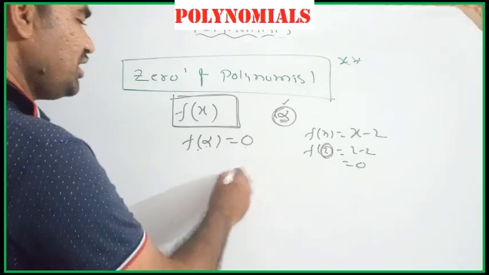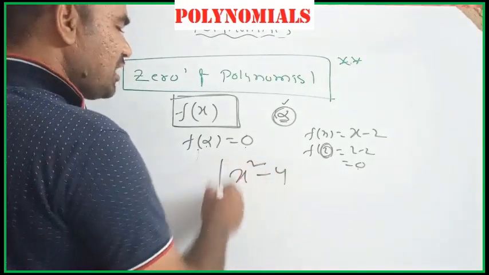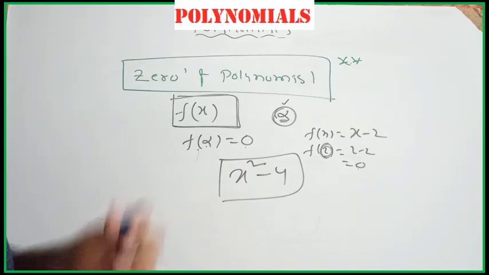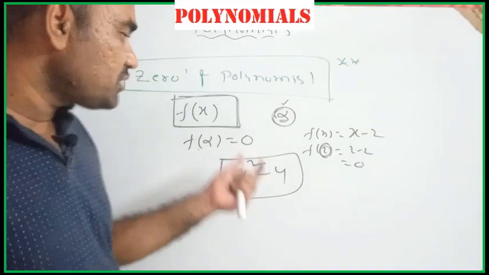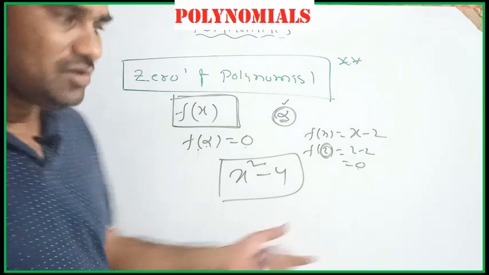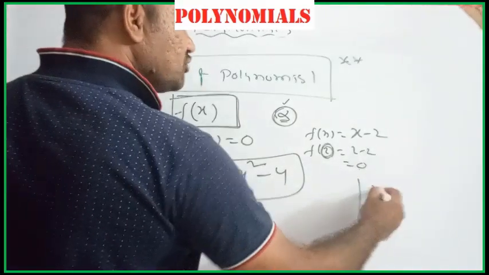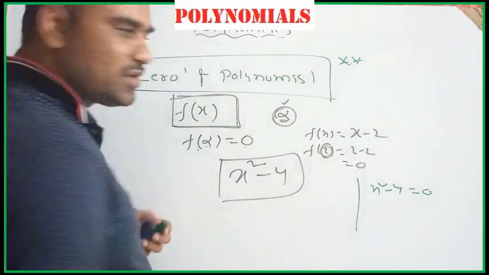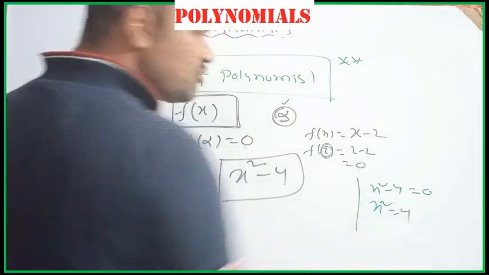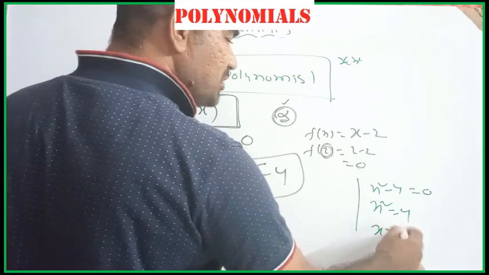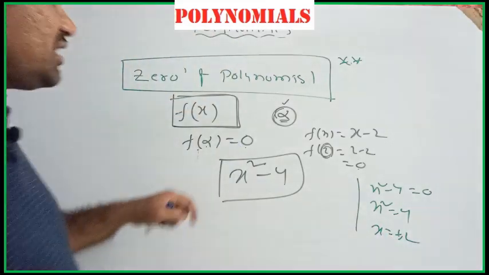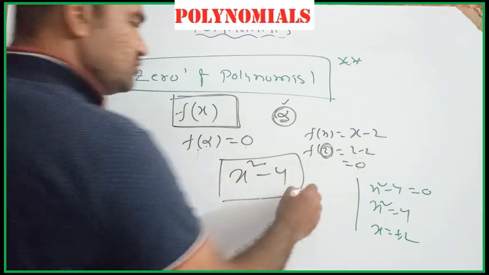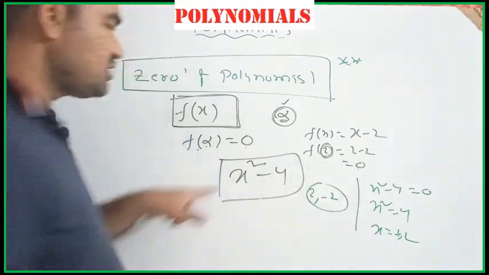For example, x square minus 4 is a polynomial. We want to find the zeros of this polynomial, meaning we want to find a value of x so that x square minus 4 becomes 0. Understood? Generally, x square minus 4 should be equal to 0. Such x values we should find. So x square is equal to 4, x is equal to plus or minus 2. So we can say that 2 and minus 2 are the zeros of this polynomial.